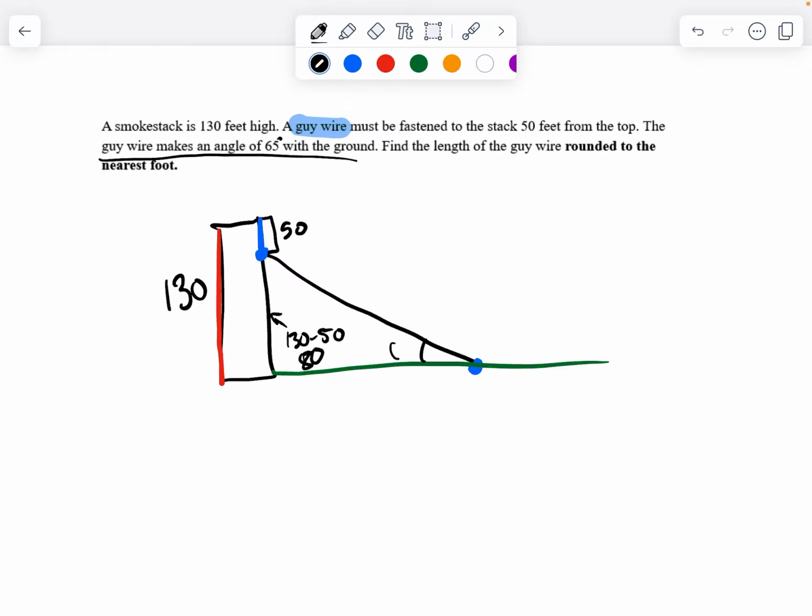So we have an angle of 65 degrees. I'll put that in there. We know our 65 is going in that bottom right corner because it is the wire making an angle with the ground, and that's the only place where my wire and ground connect. Now my goal is to find the length of the wire, which would be right there. So that's enough to create a trig ratio from this.